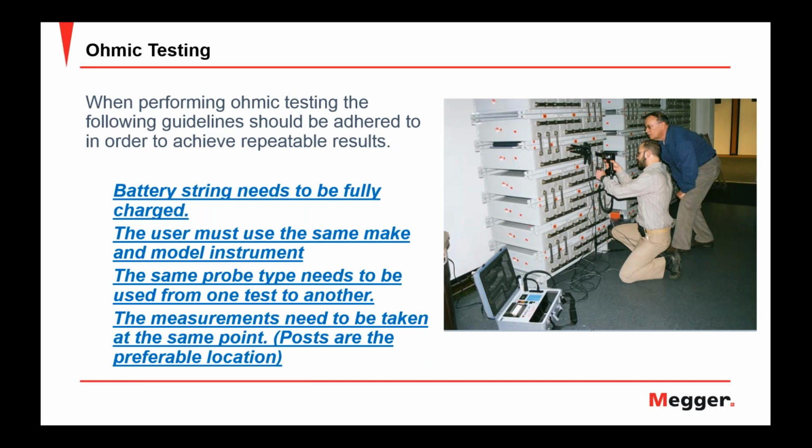One, the battery strings need to be fully charged. You want to make sure you use the same make and model instrument. If you do change the make and model, you need to actually change your baseline reference value because you could be operating at a different frequency. You want to use the same probe type. If you change from one type of probe to another, it could affect the readings. And you always want to make sure you take the measurements at the same point on the batteries.